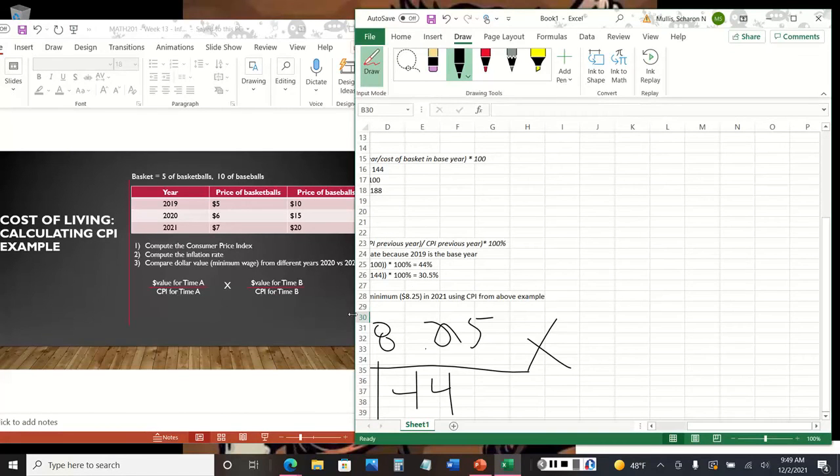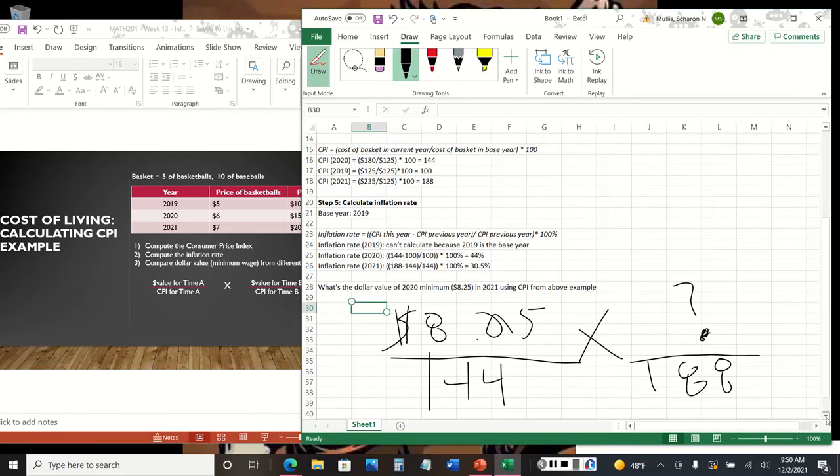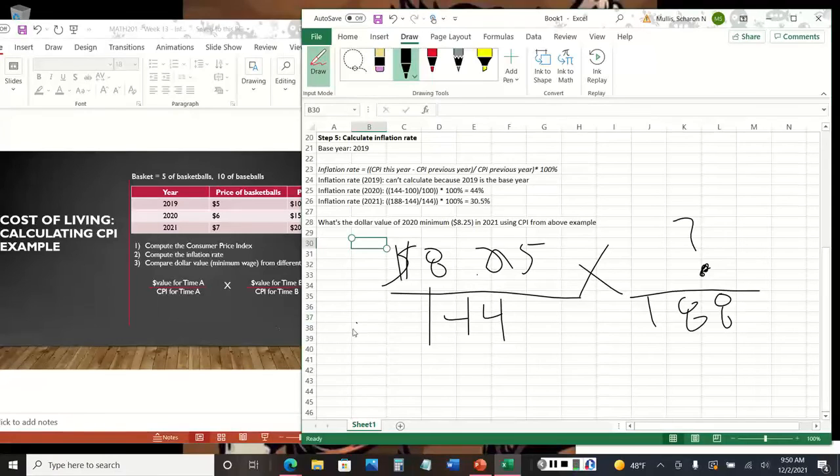let me make this a little bit longer. We don't know, so I'll just put a question mark there. Instead of using an X, I'll use a question mark because we don't know how much that 8.25 is worth in 2021 just yet. And then we use the CPI for 2021, which is 188. So we're just going to use basic math, multiplication, to come up with the value of what 8.25 is in 2021.